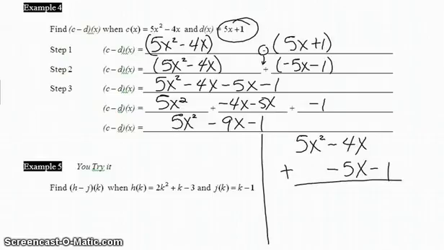Now I can combine my like terms. 5x squared minus 9x minus 1. So that vertical method works both with addition and subtraction. Please pause the video now and try example 5 on your own. Start it up when you're ready to check your answer.